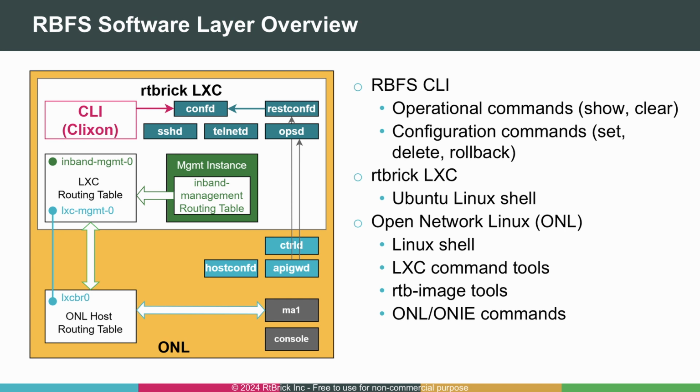While the ONL host is only accessible through the out-of-band management interface or serial console port, services such as SSH running within the LXC container can also be accessed via in-band management through physical network ports. By default, in-band management is disabled. Once enabled, a Linux kernel interface is created in the LXC routing table, and routes from the in-band management table are downloaded to the Linux container.